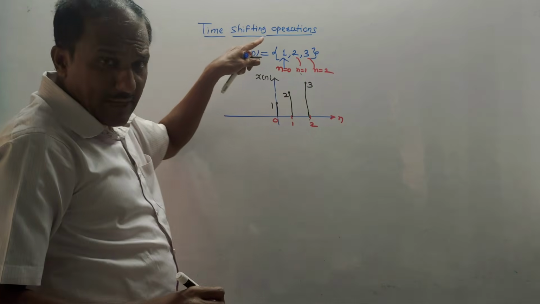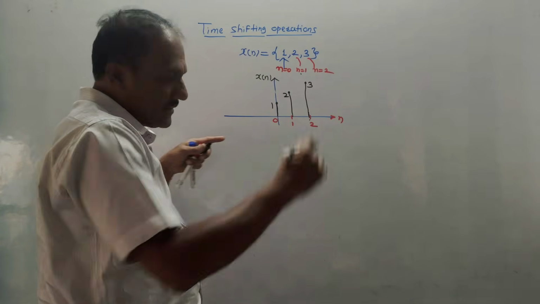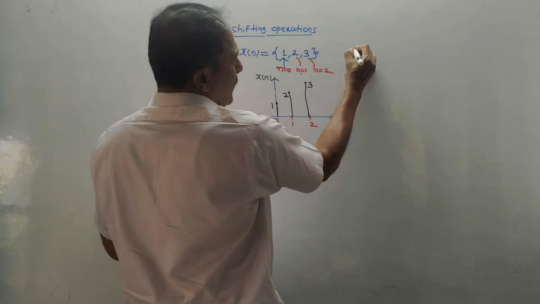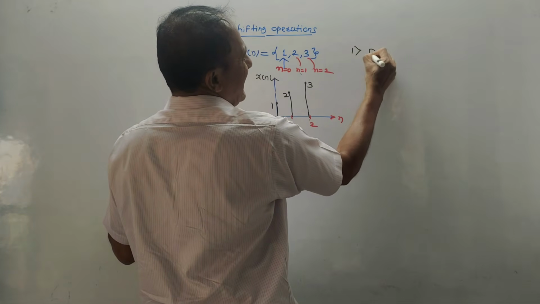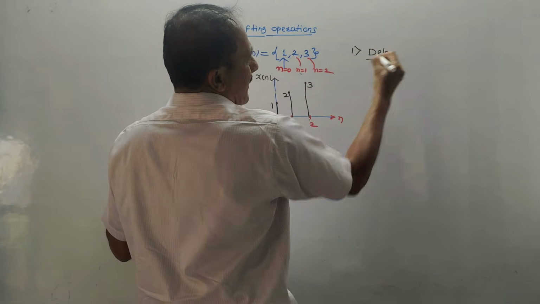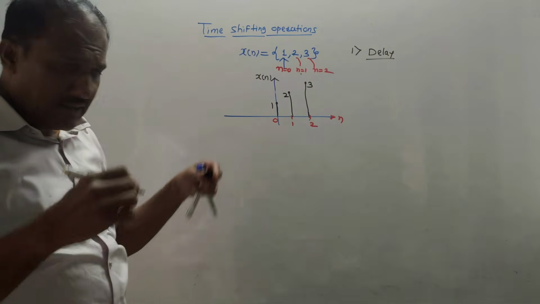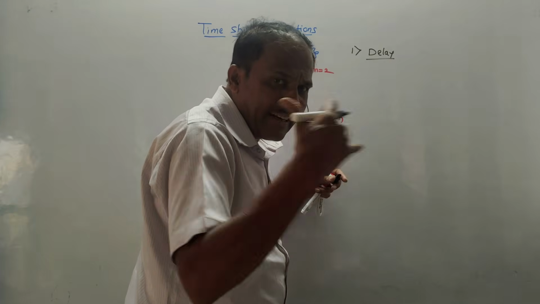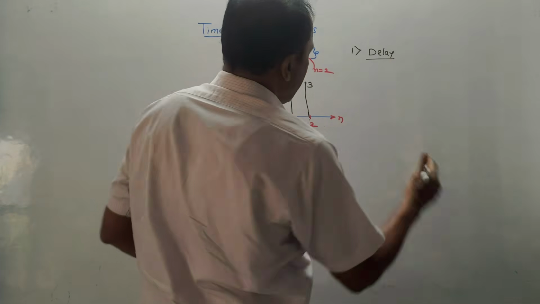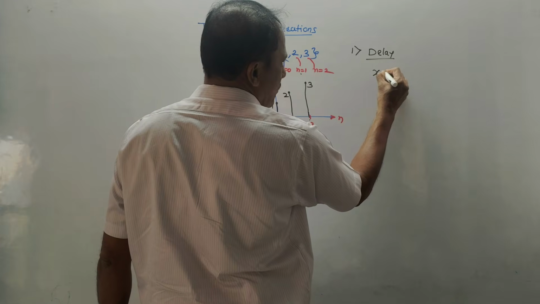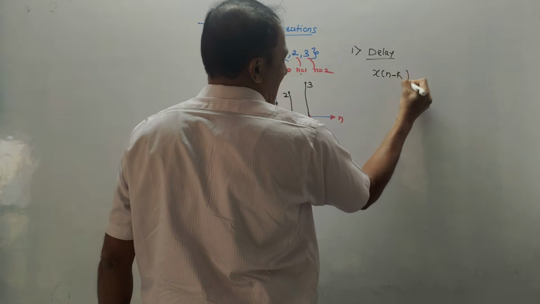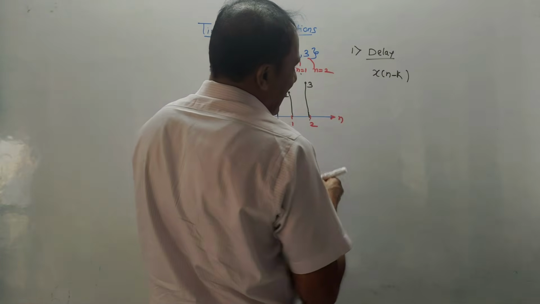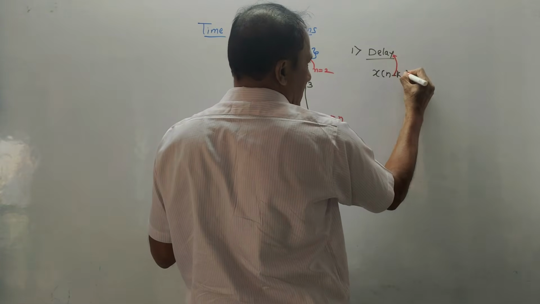Now in case of time shifting operation, as the name indicates, there is shifting with respect to time, that means with respect to n. So the first type of time shifting operation is a delay operation. Delay means, as the name indicates, it is the time delay. That means signals are getting late, signals are appearing late. The corresponding notation is x of n minus k. How to remember it? Whenever a minus sign is there, it indicates a delay operation.